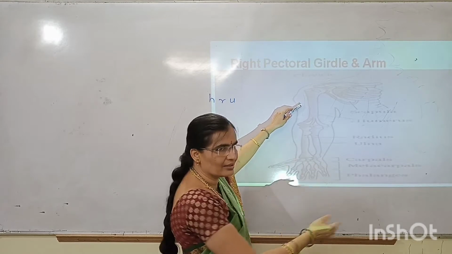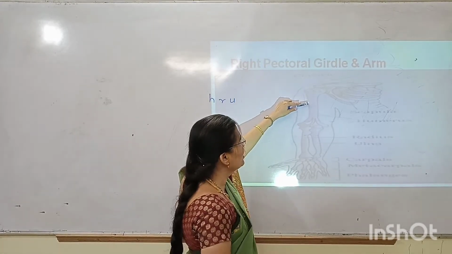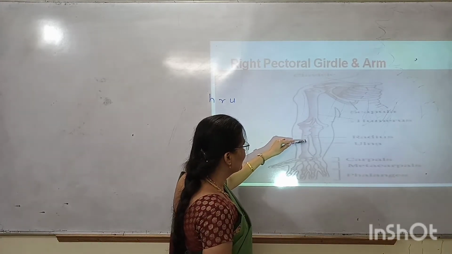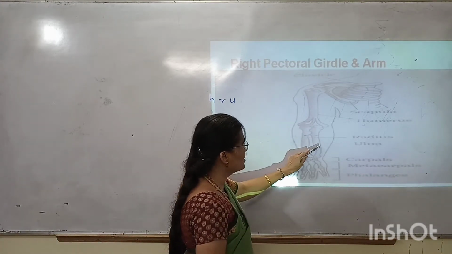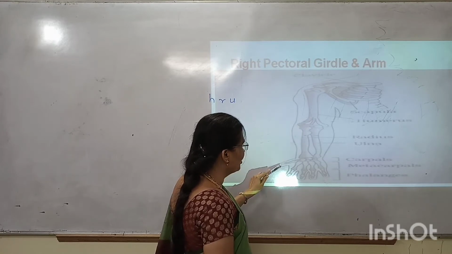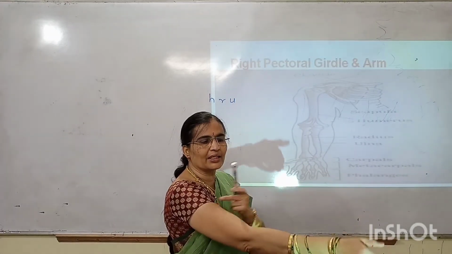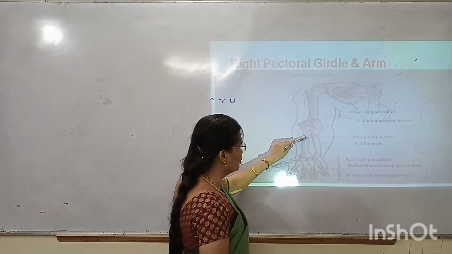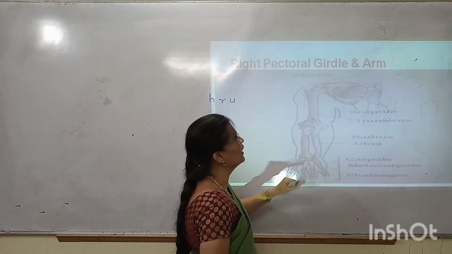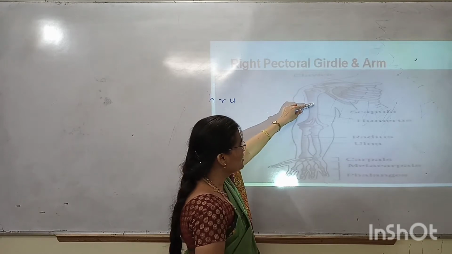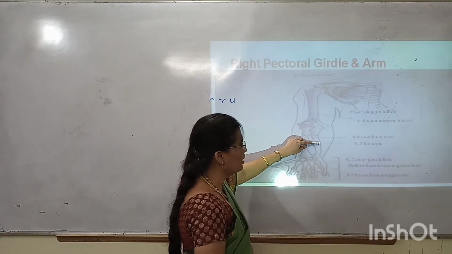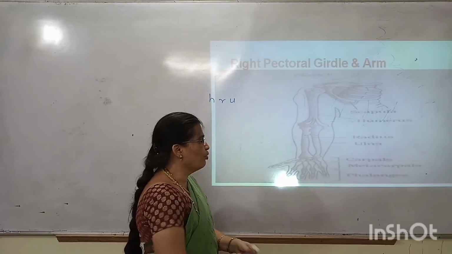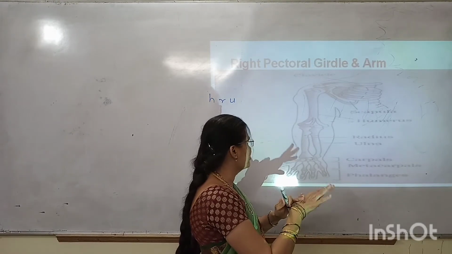Apart from that, still many are there. Let us see one by one. So this is humerus. Then this is radius and this is ulna. Radius continues with thumb. So humerus, radius, ulna. These three are the hand bones.